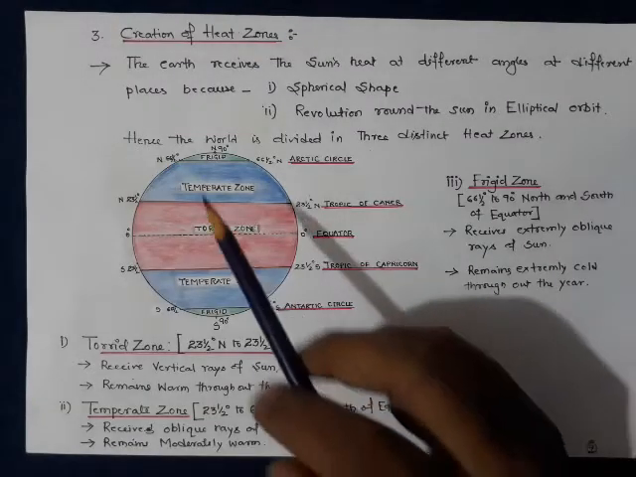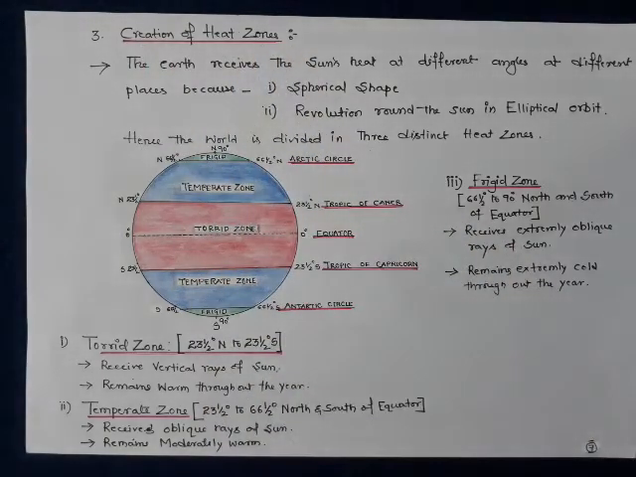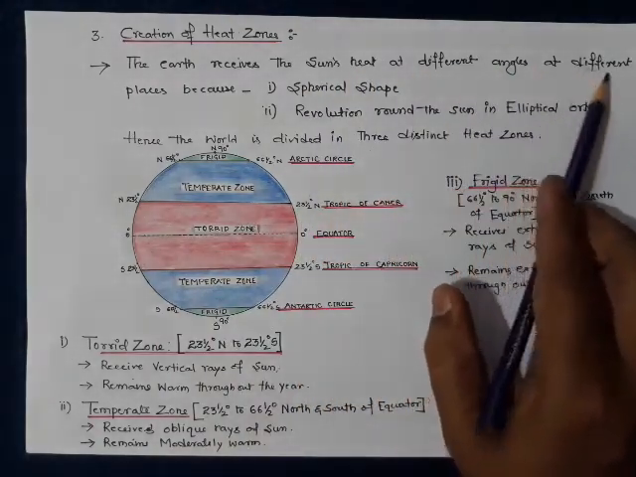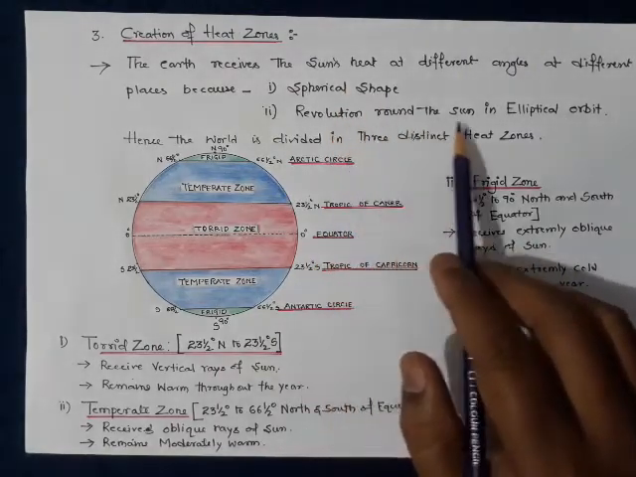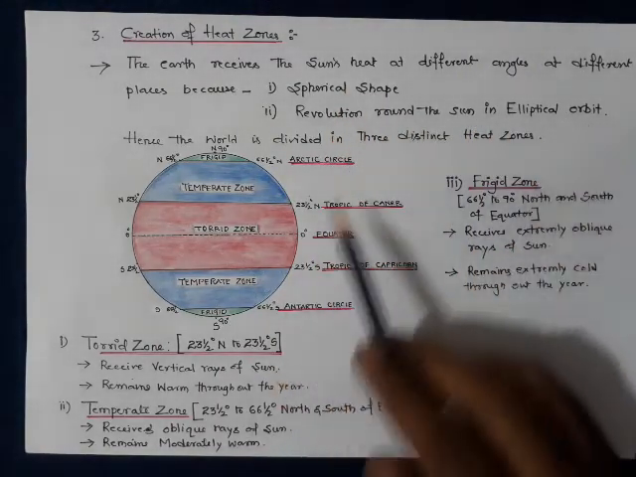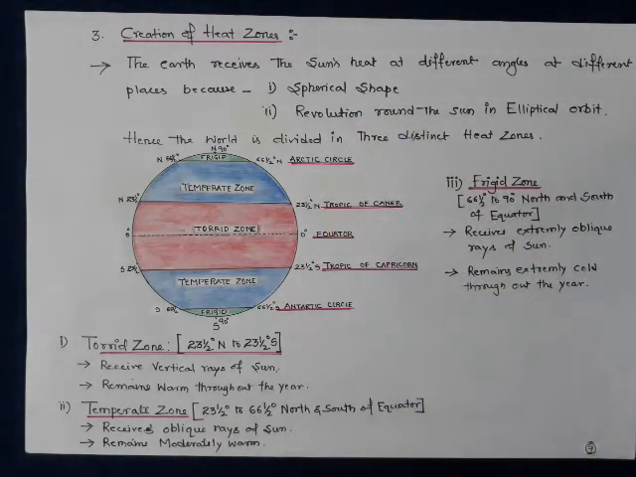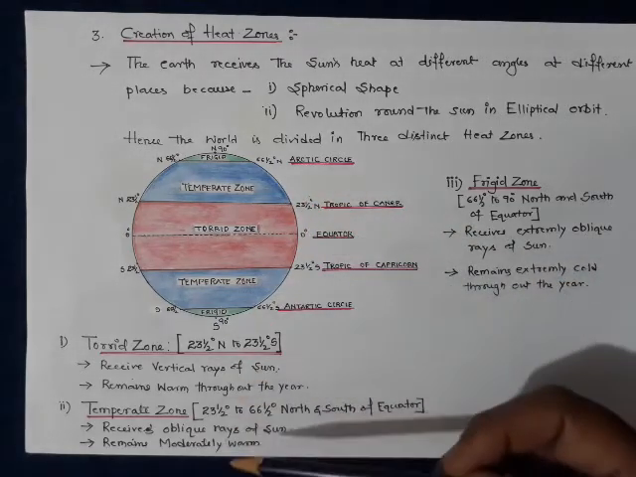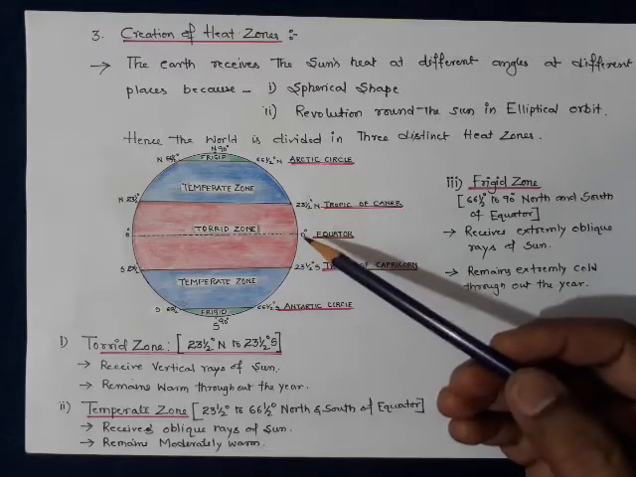The effect of revolution also creates heat zones. Heat zones are also known as the thermal zones. The earth receives the sun's heat at different angles at different places because of the spherical shape and revolution round the sun in an elliptical orbit. So these are the two important factors that make the earth receive heat at differential rates. Basically, there are 3 thermal zones on the earth divided based on its latitudes.